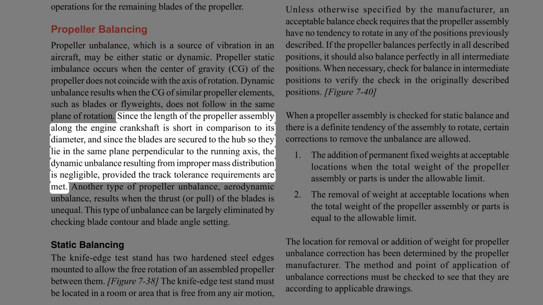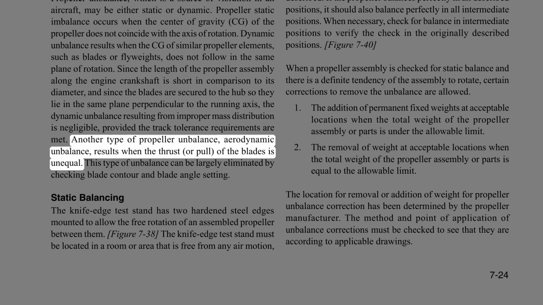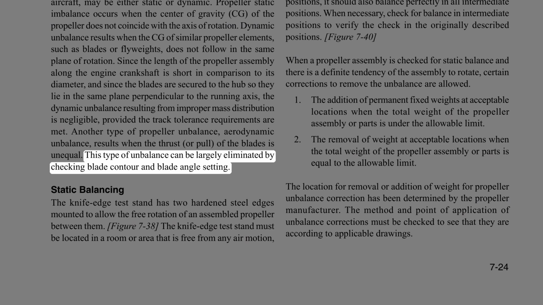Since the length of the propeller assembly along the engine crankshaft is short in comparison to its diameter, and since the blades are secured to the hub so they lie in the same plane perpendicular to the running axis, the dynamic unbalance resulting from improper mass distribution is negligible, provided the track tolerance requirements are met. Another type of propeller unbalance, aerodynamic unbalance, results when the thrust, or pull, of the blades is unequal. This type of unbalance can be largely eliminated by checking blade contour and blade angle setting.